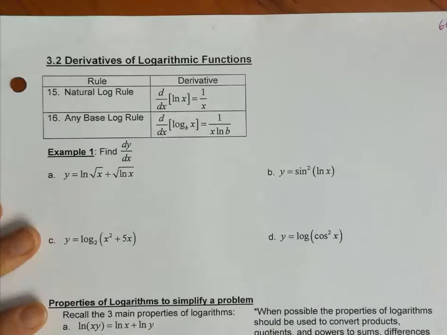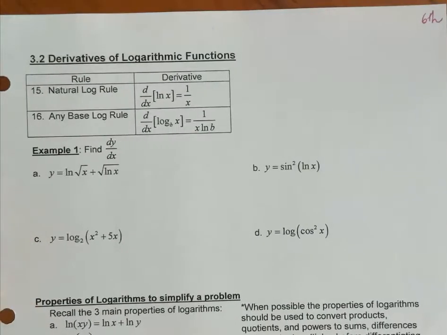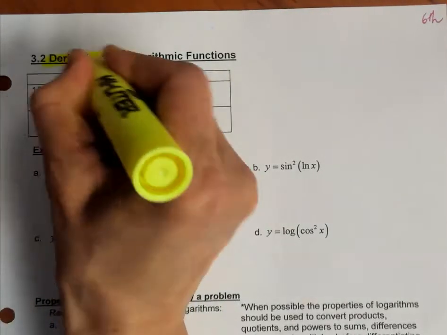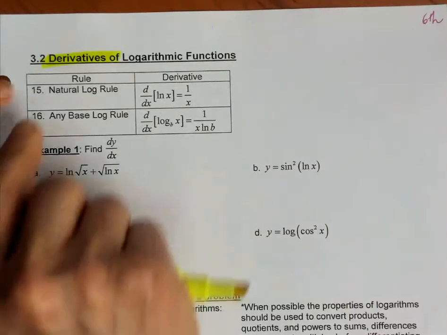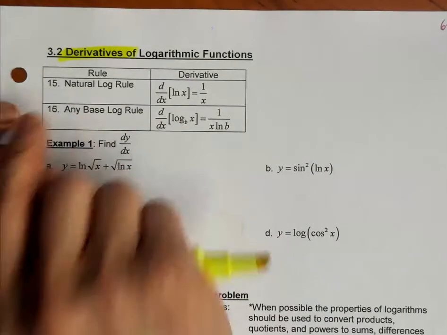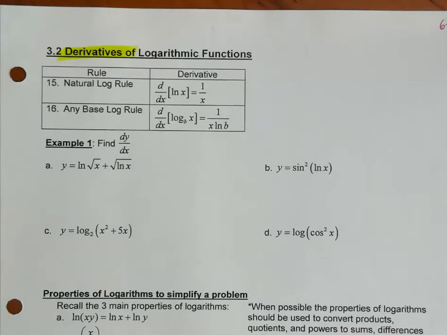Okay, so today we're going to be looking at section 3.2, and we'll move on and look at two more of the derivative rules. And how many have we had so far? You just need to look at this number. So we've had a total of 14 derivative rules. So we're going to now add on two more, and these are the log rules.